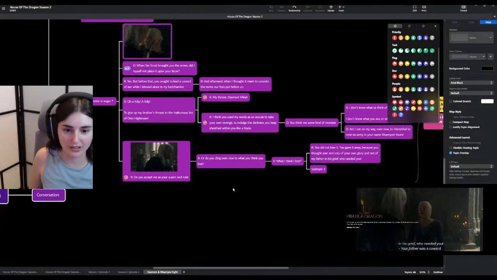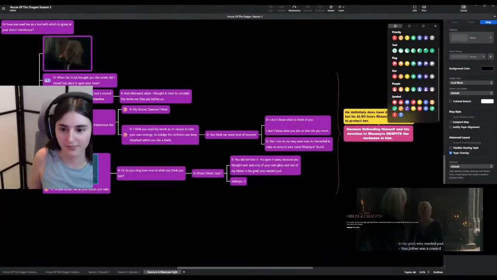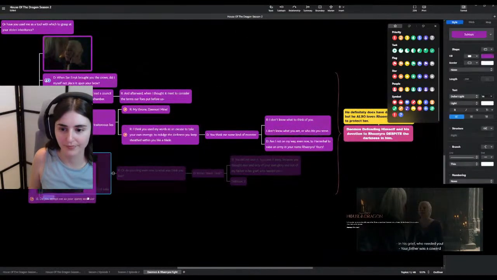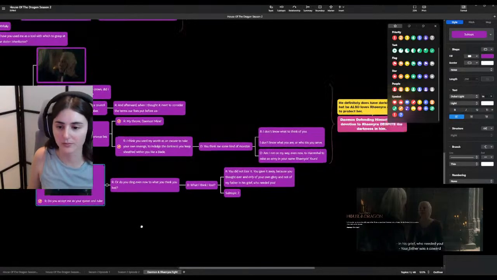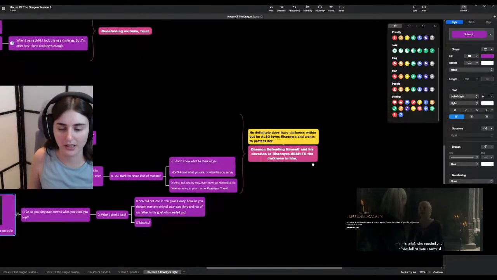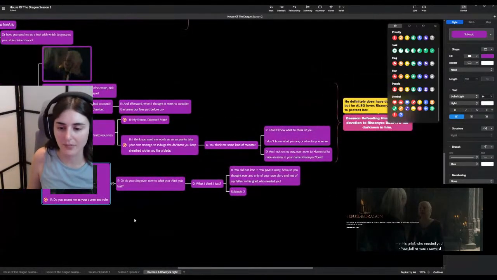Okay, this now needs to go out of the summary. Yeah, cool. That's out of the summary over here. Daemon defending himself. This is now Daemon's getting into Daemon's darkness.